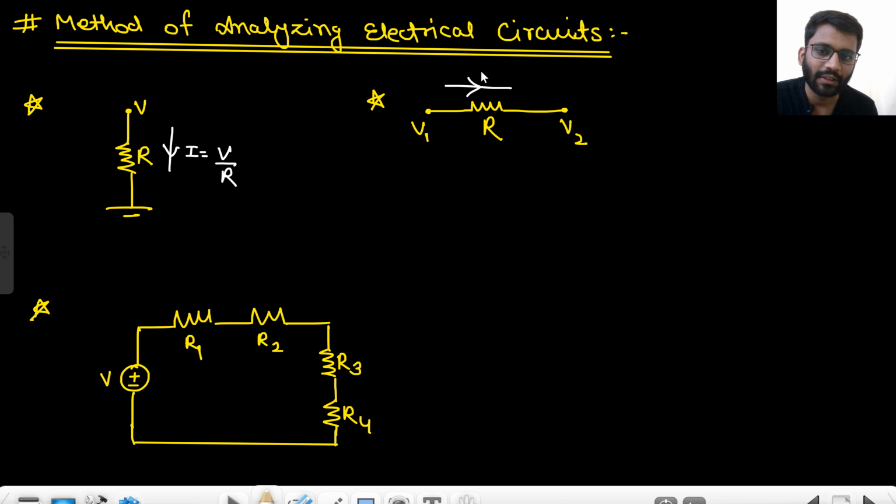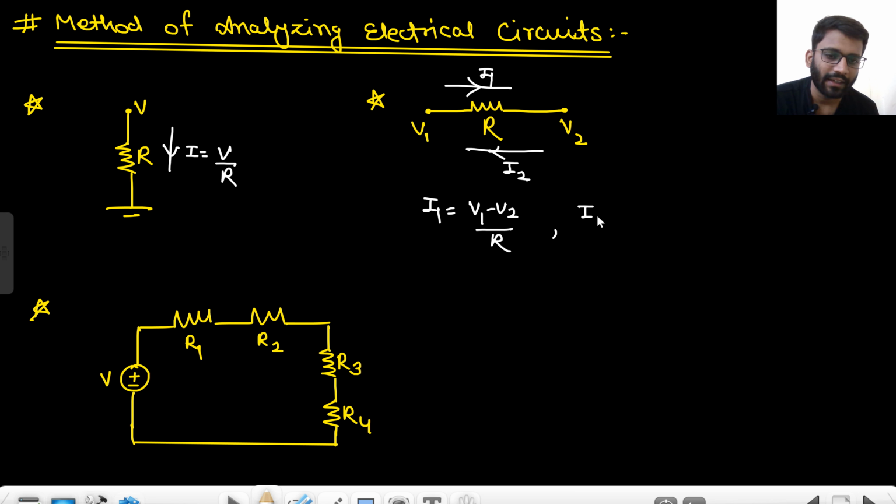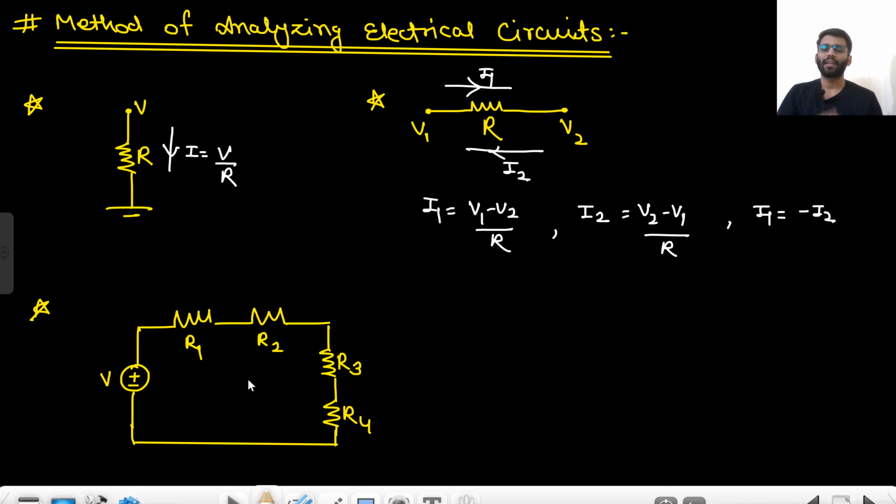Now in this diagram, what is the value of current I1 and what is the value of current I2? You should write down. Current will always flow from high to low potential. So considering the direction of I1, V1 is the higher potential, right? And considering the direction of I2, V2 is the higher potential, right? Also, there is one more relation, I1 is equal to minus I2, right?